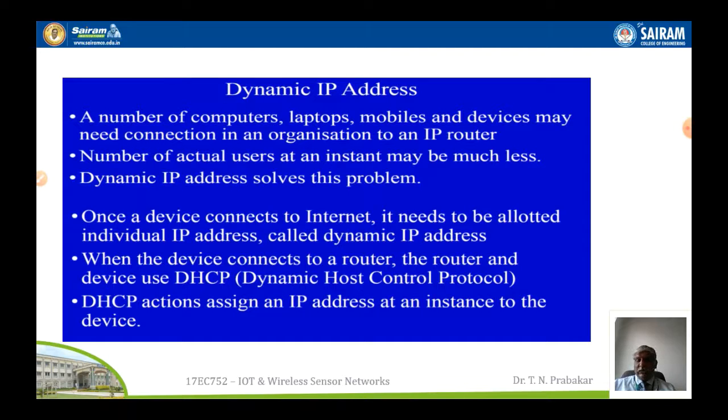to be provided. In that case, we use the dynamic IP address, and once a device is connected to the internet, it needs to be allocated an individual IP address called a dynamic IP address. It will be dynamically assigned. When the device connects to the router and uses DHCP, which stands for Dynamic Host Configuration Protocol, it will be given a temporary dynamic IP address. Once the connection is removed, this IP address will be assigned to some other computer. So whenever you are connected, you will be given some IP address, and when you are disconnected, that IP address will be given to some other person.